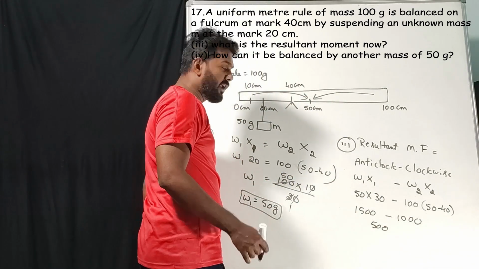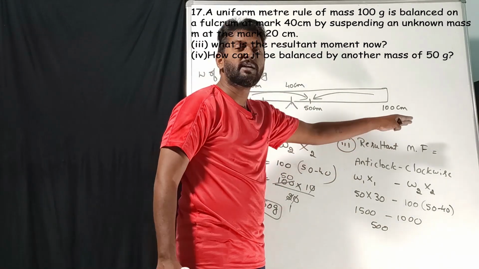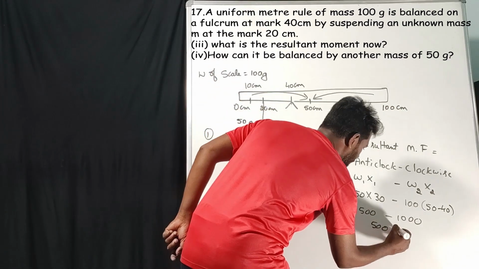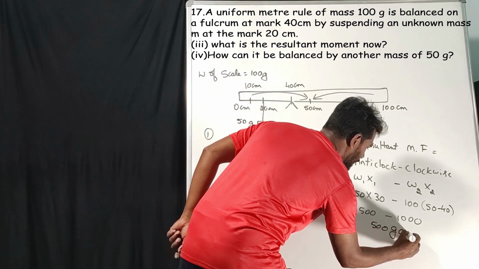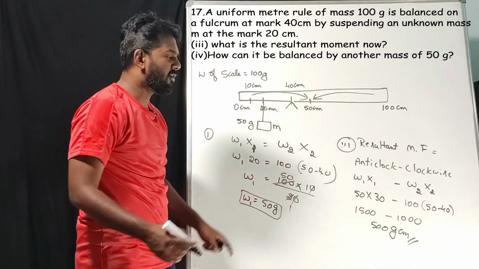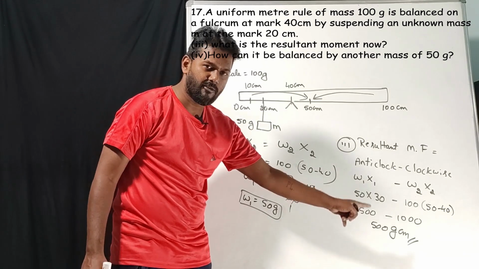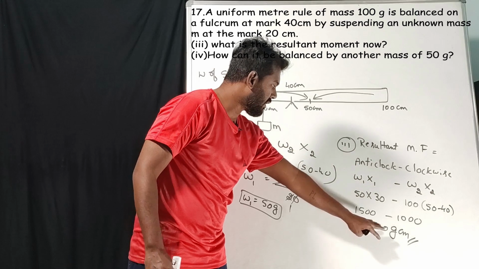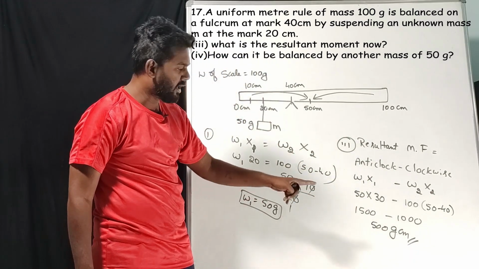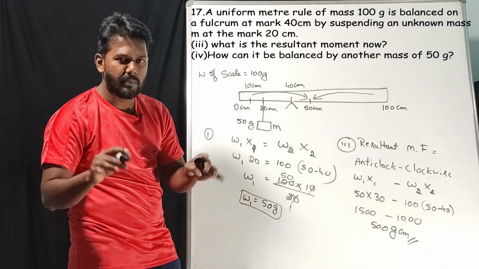And what will be the unit? See, for moment of force, what is the unit? Here we are using gram centimeter. If instead of gram we have gram force, we have to write gram force, and the distance unit will be centimeter only, so gram centimeter.